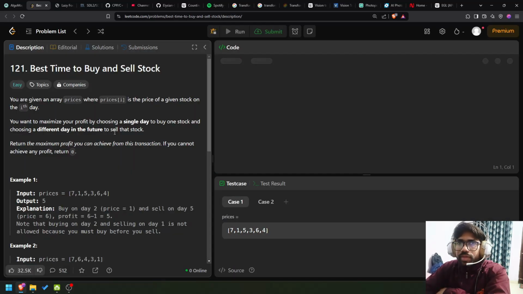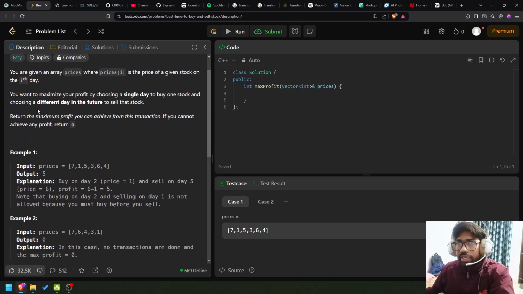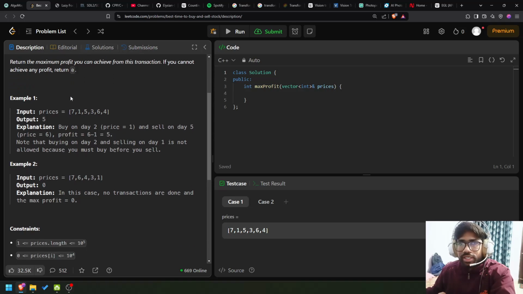You are given an array prices where prices[i] is the price of a given stock on the ith day. You want to maximize your profit by choosing a single day to buy one stock and choosing a different day in the future to sell that stock. Return the maximum profit you can achieve from this transaction. If you cannot achieve any profit, return 0. So we get the input 7 1 5 3 6 4.